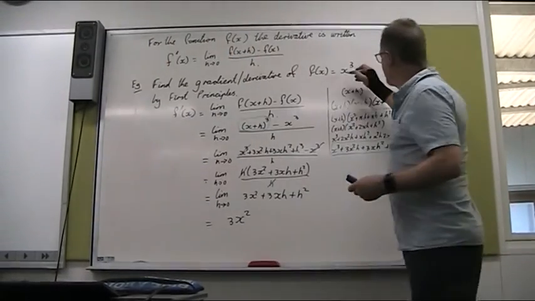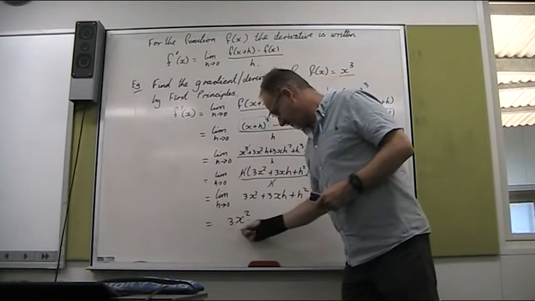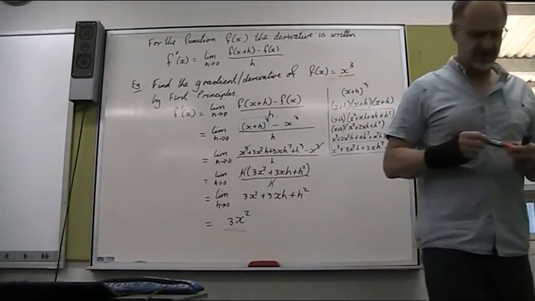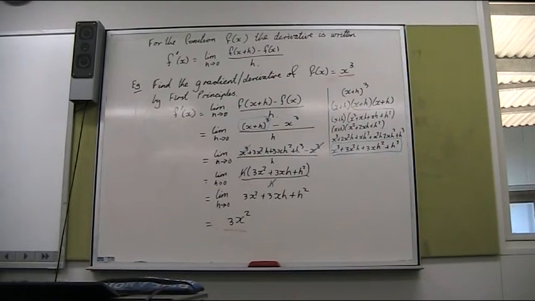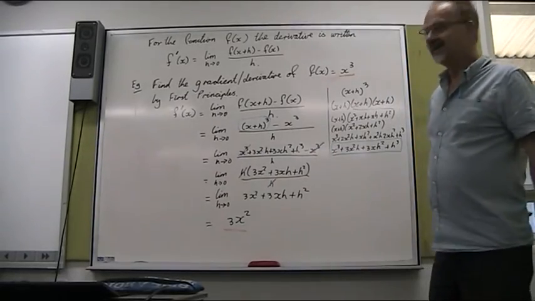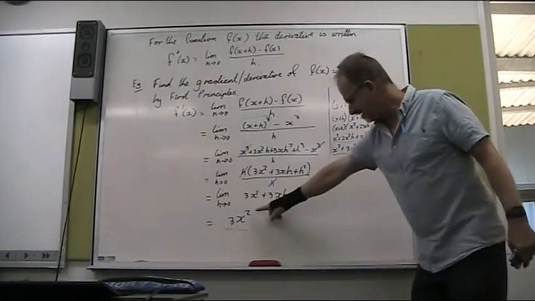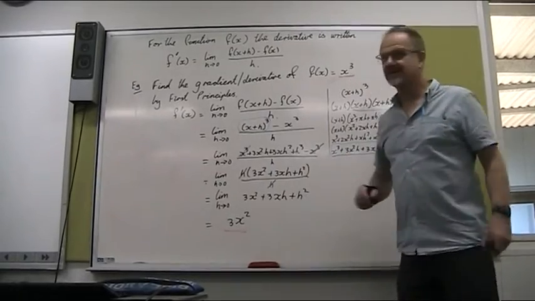Look at what we started with. We started with x cubed. Look at what we finished with. We finished with 3x squared. What things do those two have in common? X. They have x in it, yep. What else have they got in common? They both have a power. What do you notice about that power? It's one less, yep.